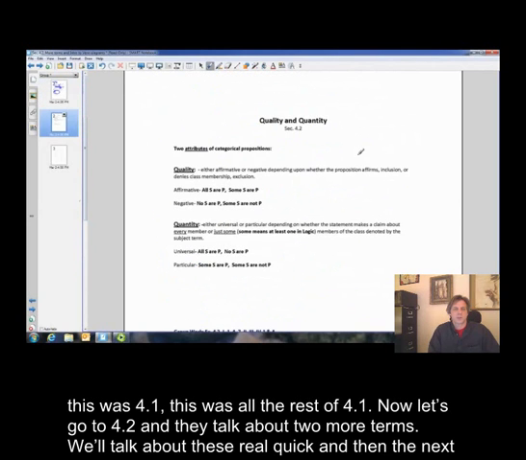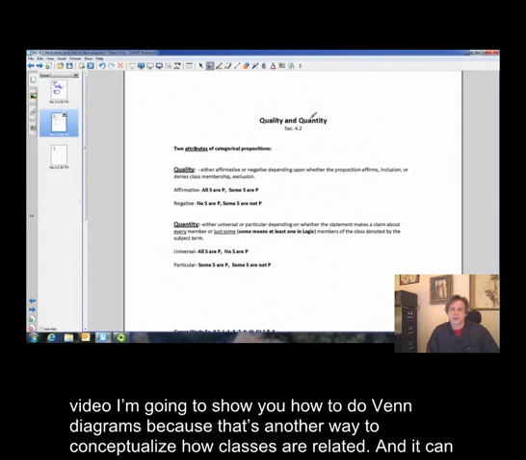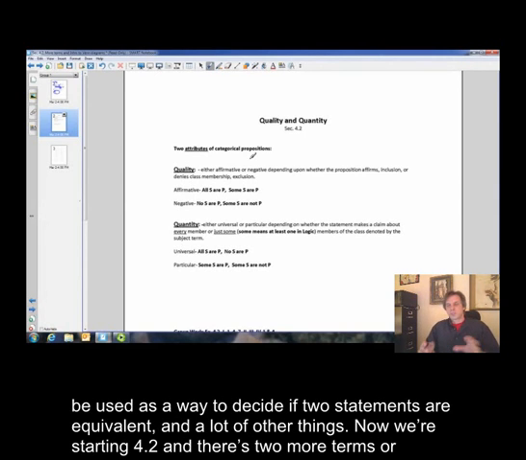Now let's go to 4.2, and they talk about 2 more terms. We'll talk about these real quick, and then the next video I'm going to show you how to do Venn diagrams, okay? Because that's another way to conceptualize how classes are related, and it can be used as the way to decide if 2 statements are equivalent and a lot of other things, okay? But anyway, now we're starting 4.2.